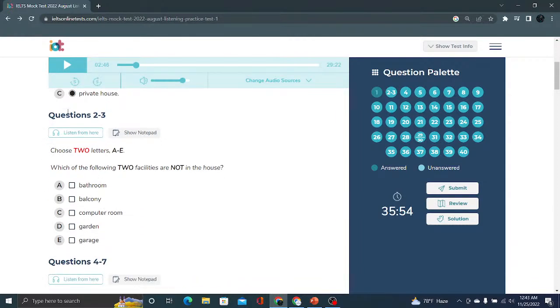Let's move on to the next question. Here we have to choose two options, because we have question number 2 and 3. Let's read it. Choose two letters, A to E. Which two facilities are not in the house? We have to select them right now. Okay, let's listen to it together.